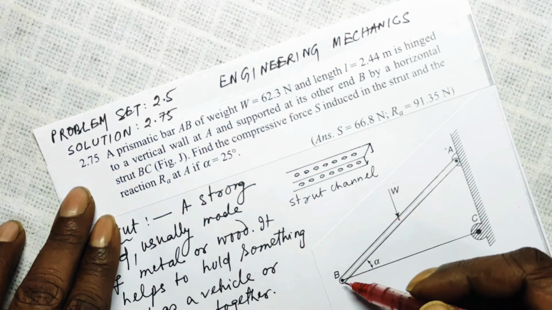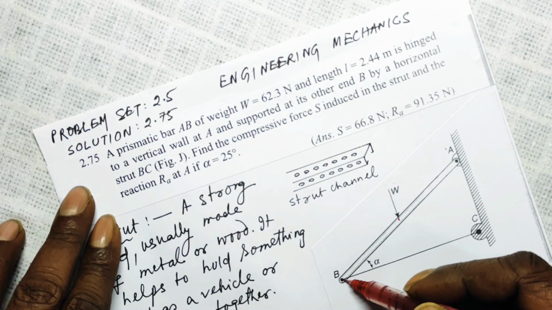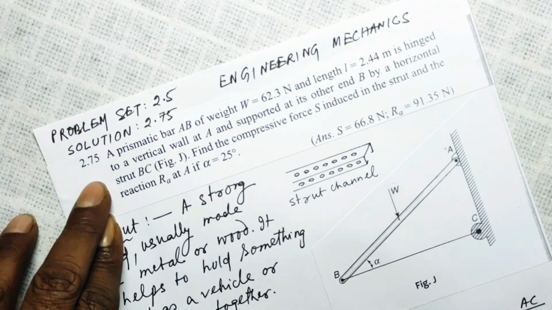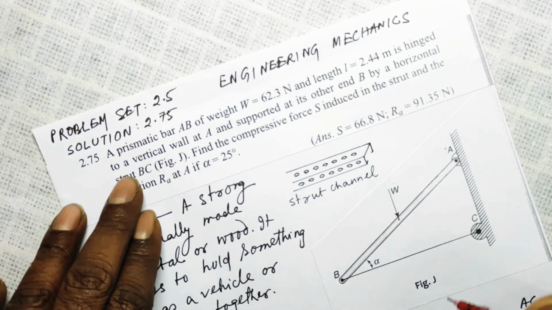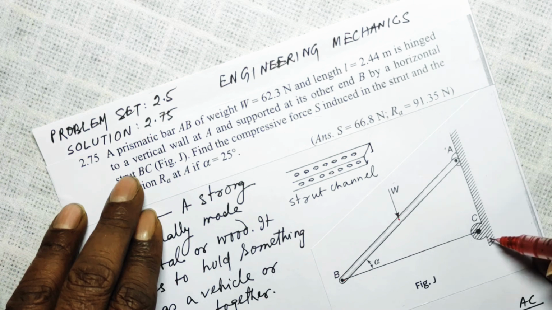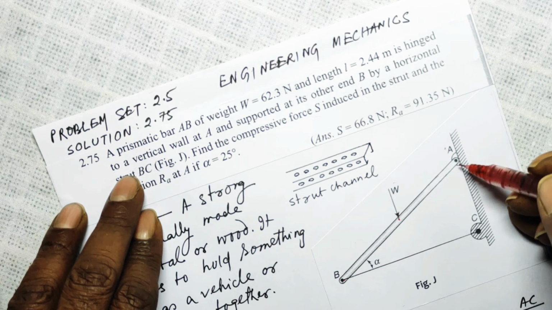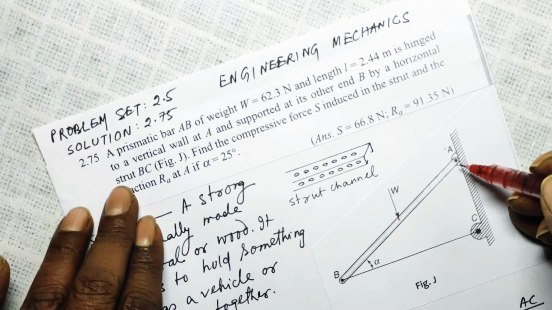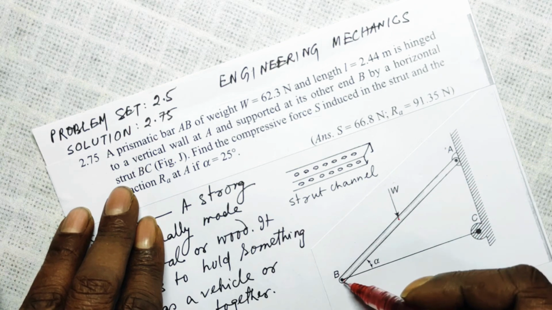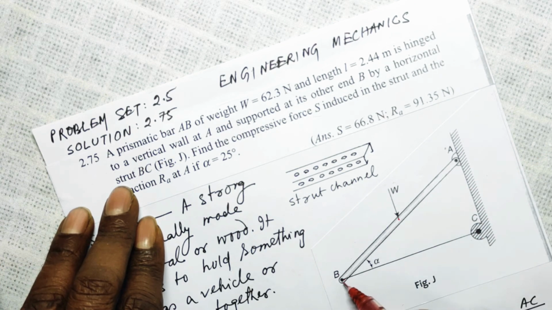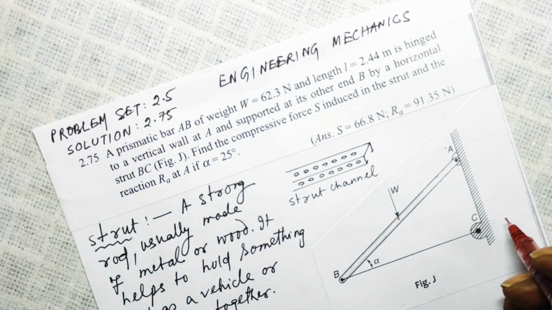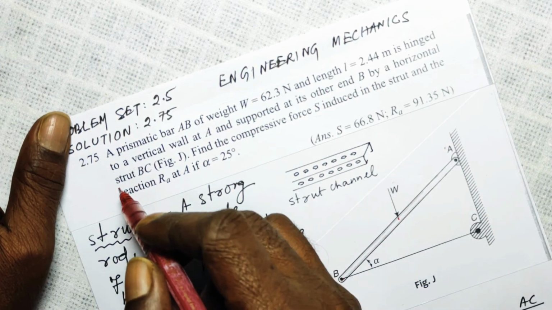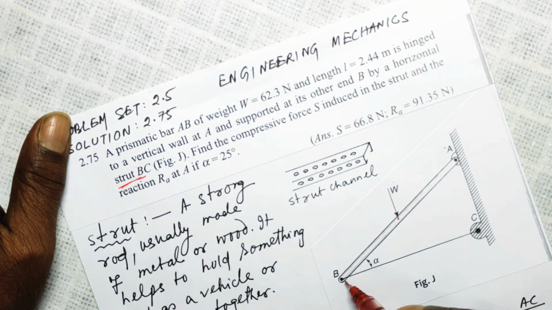And the length of the prismatic bar, from A to B, is also given as 2.44 meter. This bar is hinged to a vertical wall at point A, and supported at the other end. The other end of the prismatic bar, B, is supported by this one. And what is this? It is a horizontal strut. I will explain what a strut is.